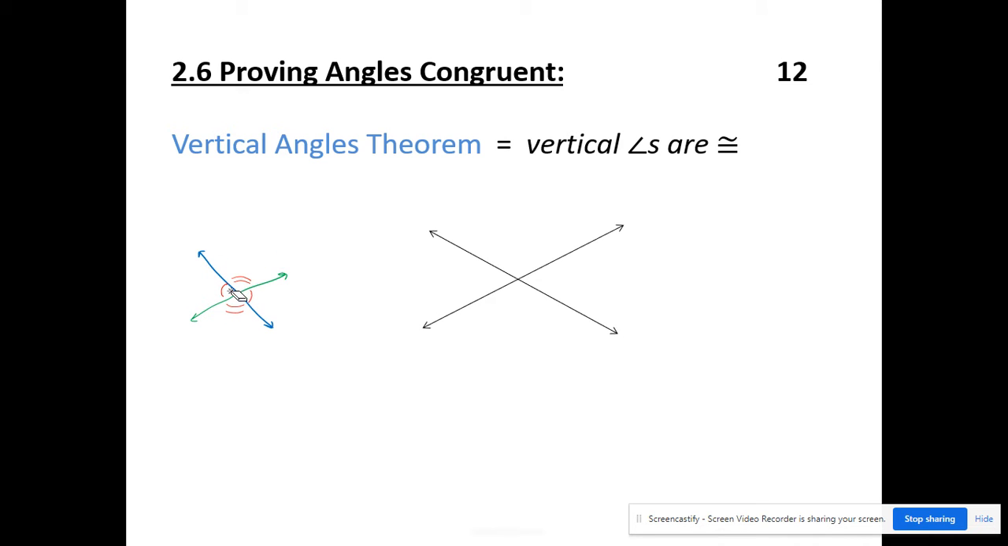We're going to look at what's called the vertical angles theorem, and it's our very first theorem. We've had lots of postulates. Remember, postulates are assumed true. A theorem has actually been proven true.